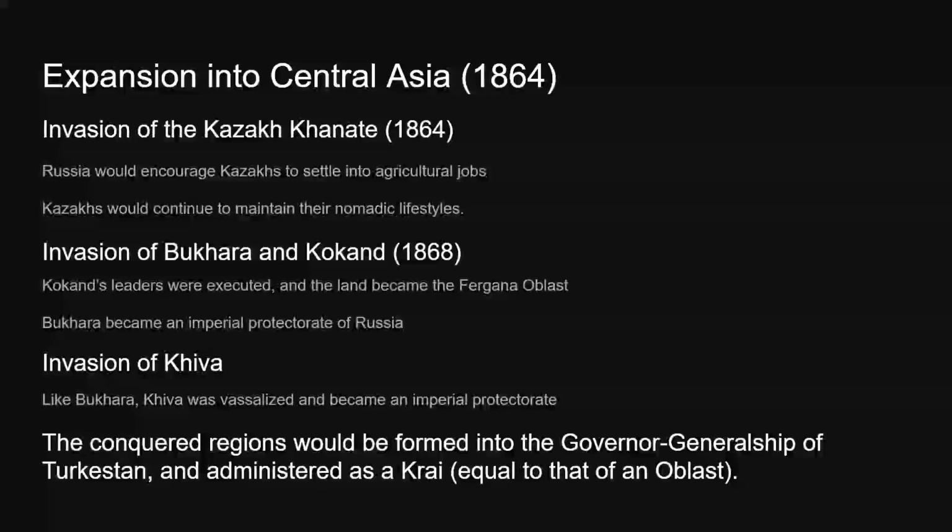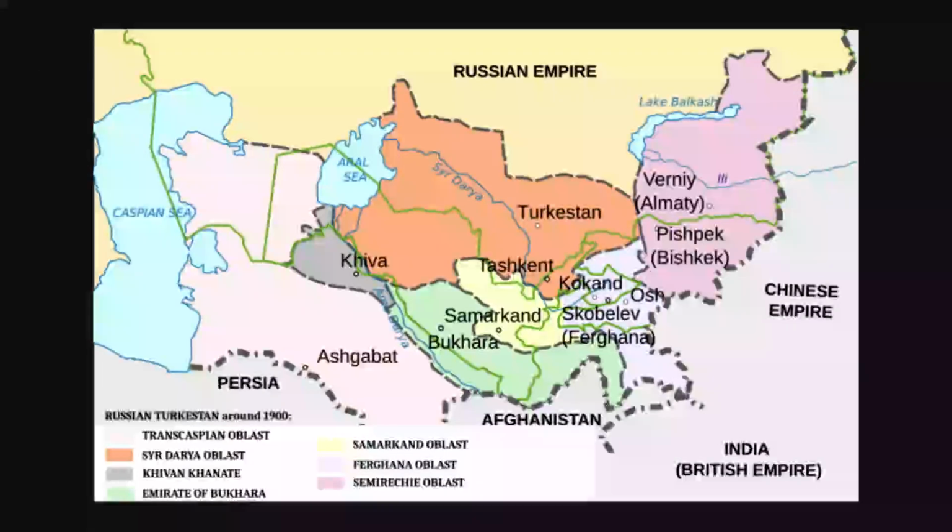The conquered regions would be grouped under an administration called Turkestan, which was administered as a krai. A krai is legally the same as an oblast, with the name instead denoting that the area is at the edge of the Russian state's borders. Here's a map of Russian Turkestan around the year 1900. The land Turkestan covers includes modern-day Uzbekistan, Kyrgyzstan, Turkmenistan, Tajikistan, and parts of Kazakhstan.